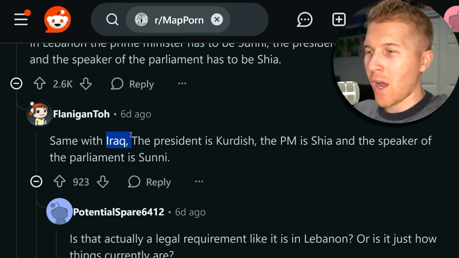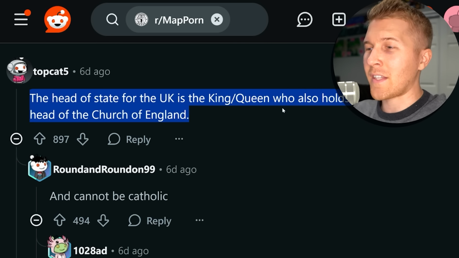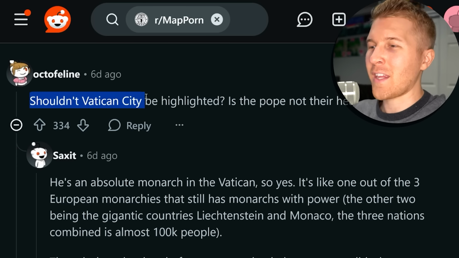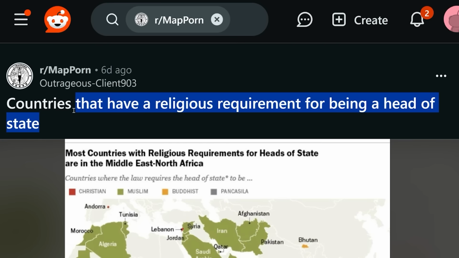Apparently, that's the same with Iraq. The head of state for the UK is the king or queen, who also holds a position as head of the Church of England. Shouldn't the Vatican be highlighted? That's what I was saying. It's funny because in the US, we don't have anything like that. We don't have any requirements to be a certain faith, but all of our presidents have been Christian. Maybe the day that changes and it starts to switch, who knows what the law could bring then. These countries are dealing with very diverse faith populations.